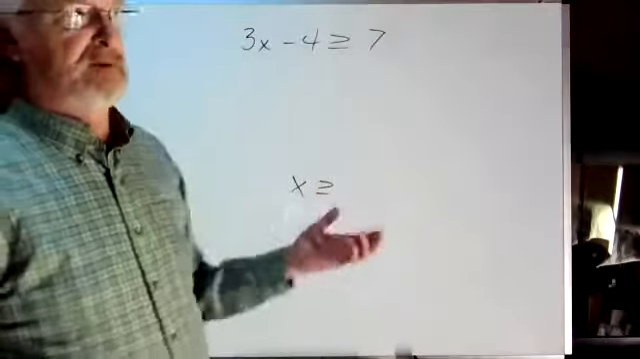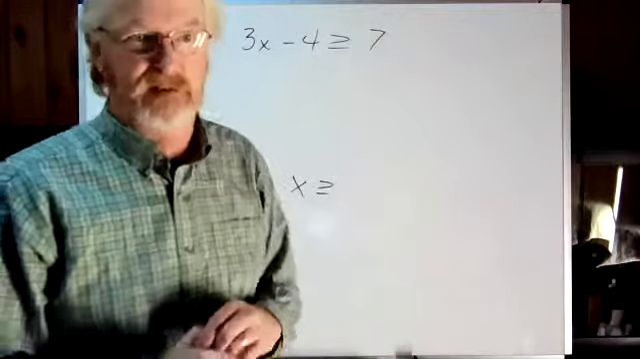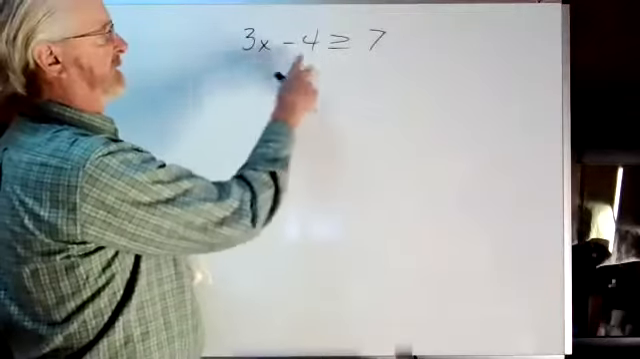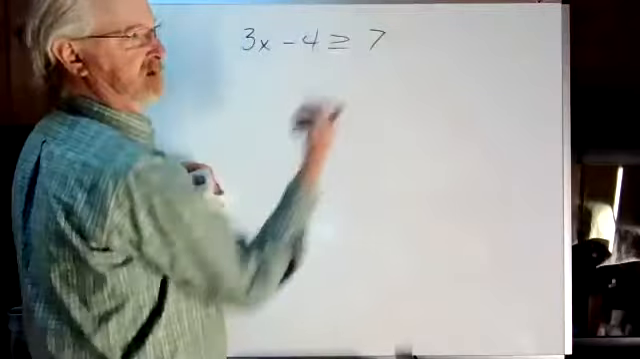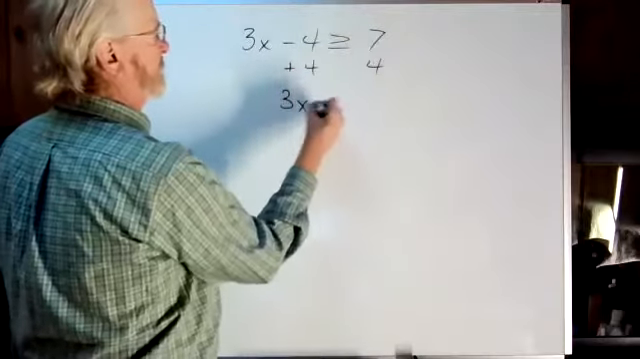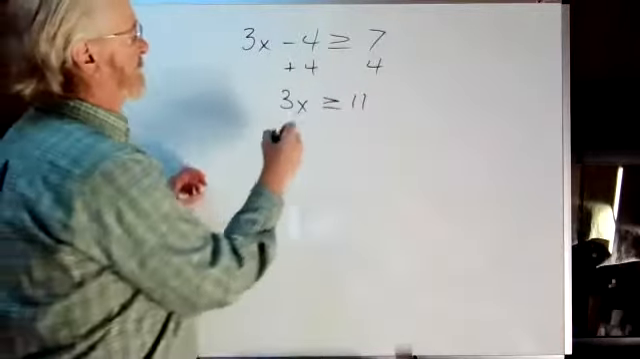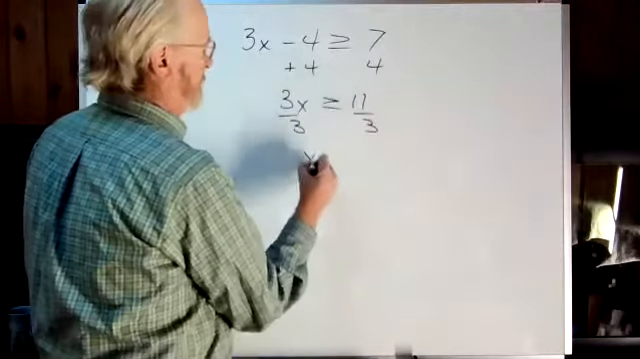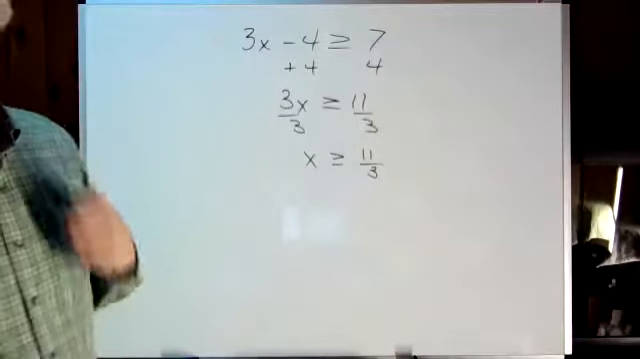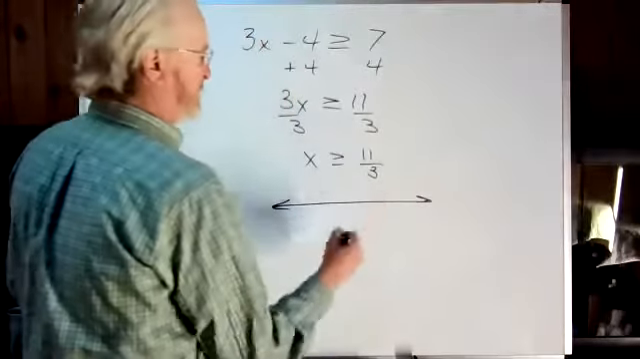Except there's one situation, which I'll talk about next, where we have to know that something is a little different. But otherwise, you'll see here I have my variable, the extra added or subtracted piece, and another constant on the other side. Here I would add 4 to both sides. I made up a problem that's going to give me a fraction answer, I guess. That's okay. Divide both sides by the 3. And x gets to be anything greater than or equal to, excuse me, 11/3.